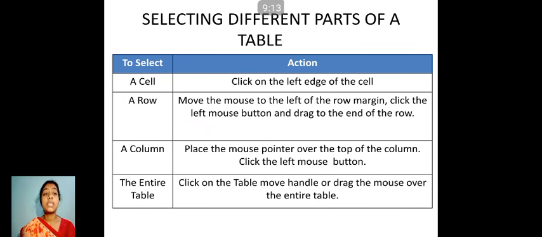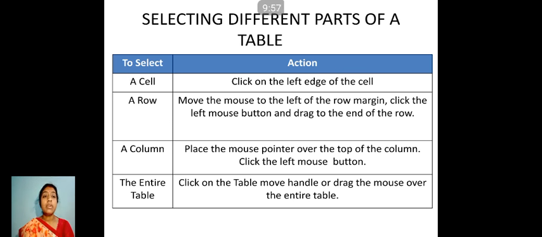Now, how to select different parts of a table. This is a very important part of a table. The question arises, what are the parts of the table? The parts of the table are, one, the cell. When a row and a column intersect, we form a cell. The second part is a row. The third part is a column. And the combination of all these makes a table. So here we will study how to select a cell, a row, a column or an entire table. Let's start with the first one.